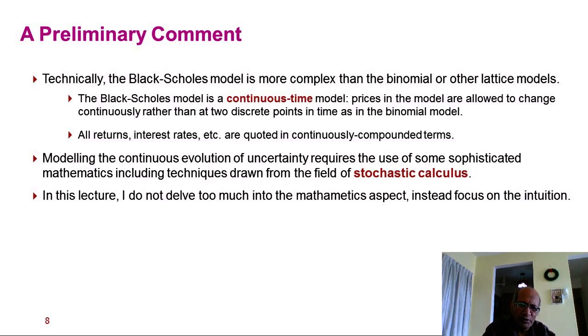Modeling the continuous evolution of uncertainty requires the use of some sophisticated mathematics, including techniques drawn from the field of stochastic calculus. But don't worry about stochastic calculus here. We will simplify it using only one normality table. In this lecture, I do not delve much into the mathematical aspect, but instead focus on the intuition and your understanding of what you mean by the Black-Scholes model in option pricing.